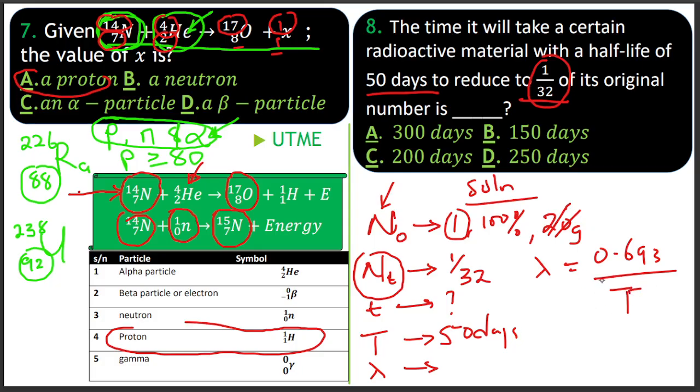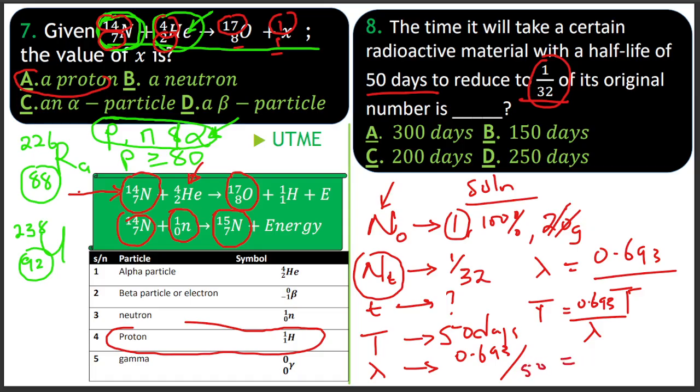All right? And if you are given decay constant and you want to find half-life, half-life will be 0.693 over decay constant. Do you remember? Okay, so in this case, the decay constant will be 0.693 divided by half-life, which is 50, right?